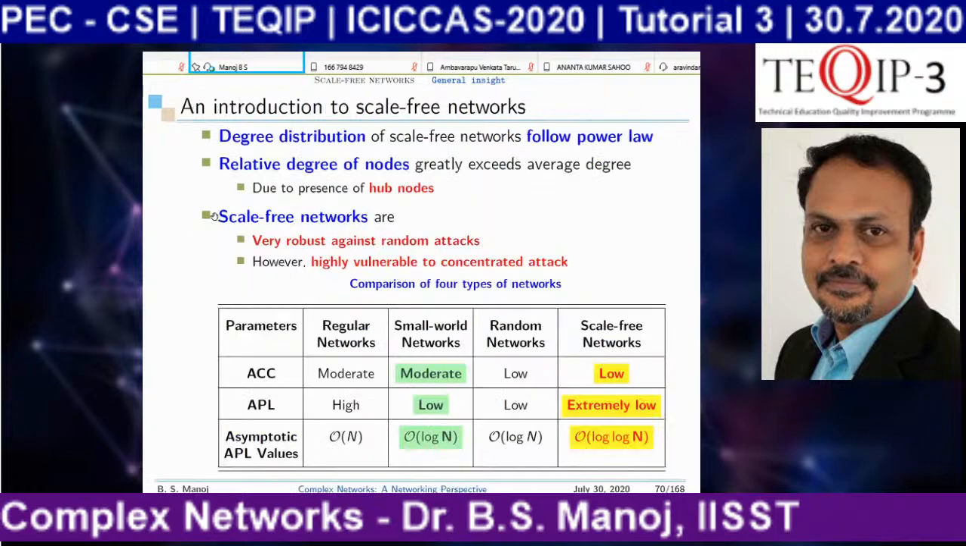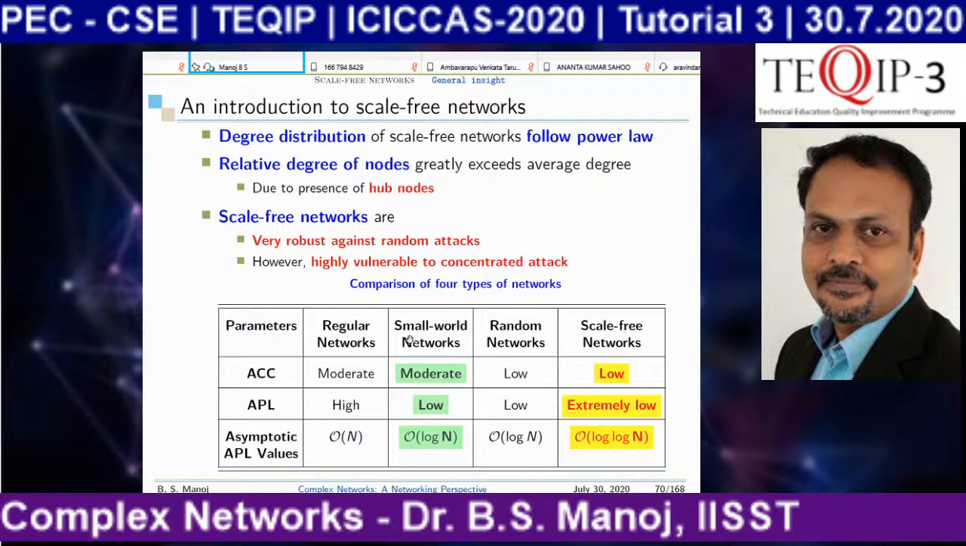Now we have seen that while small world networks have moderate ACC compared to regular and random networks, scale-free networks, the new category of network, follow a power law degree distribution and have a low average clustering coefficient. A low average clustering coefficient is not necessarily a good characteristic, but it is similar to a random network.